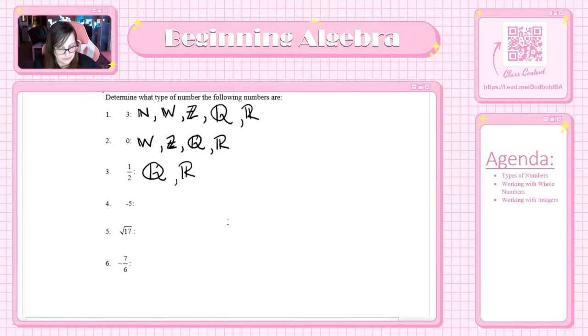But anyways, so -5. Okay, well, it's not a natural number because those are counting numbers. They don't include the negatives. It's not a whole number because it also doesn't include negatives. The first ones to include negatives are the integers. So it's an integer, and then a rational number, and then a real number.